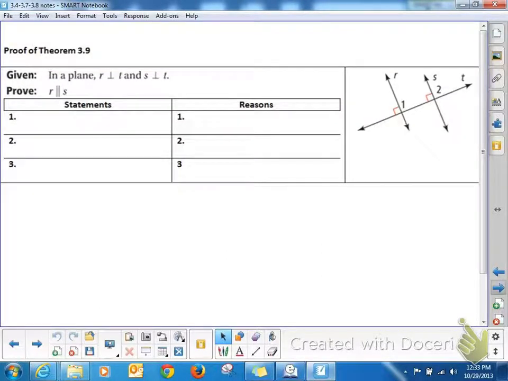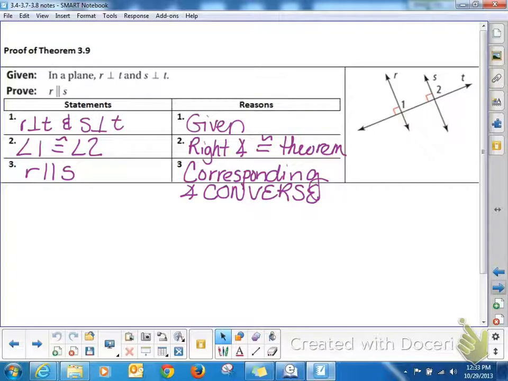So let's prove it. In this plane, line R is perpendicular to line T and line S is perpendicular to line T. We want to prove that these two lines are parallel to each other. So like we just stated, R is perpendicular to T, S is perpendicular to T, this is given, and that means angle 1 and angle 2 are congruent to each other using the right angle congruence theorem because they would form right angles. And so we could prove that R is parallel to S because they're corresponding angles. And so using corresponding angle converse theorem, we could prove that these two lines are parallel to each other.